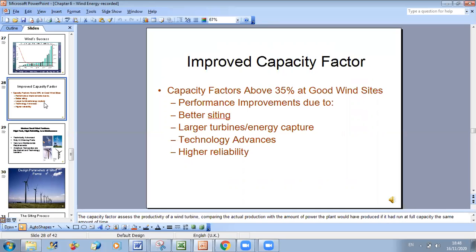Plus, we can play with the geometry of the element of the turbine, of the blades of the turbine. We can use larger turbines to increase the energy capture. We can choose a better location, so better siting, by choosing a good location and good orientation for the wind blades. We can optimize this factor more. So all of these technology advances can increase the capacity factor for the turbines.